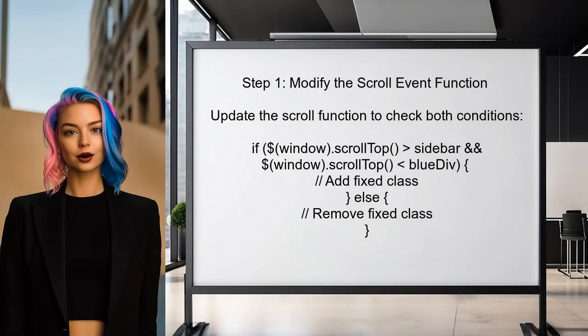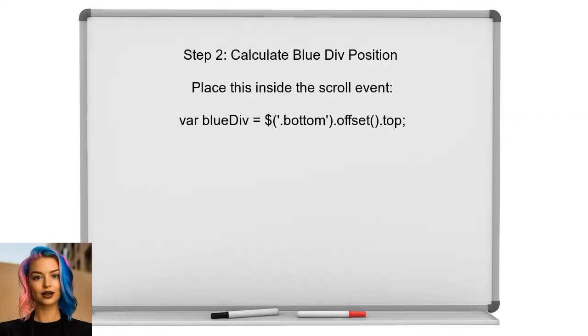your layouts. To begin solving the user's issue, we need to modify the existing scroll event function. The user should check the scroll position against both the sidebar and the blue div. Next, the user should ensure that the blue div's position is correctly calculated. This can be done by placing the calculation of the blue div's offset inside the scroll event.